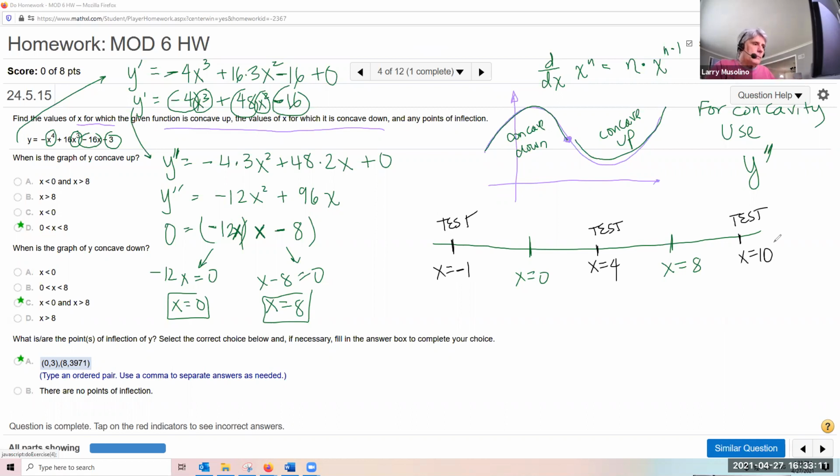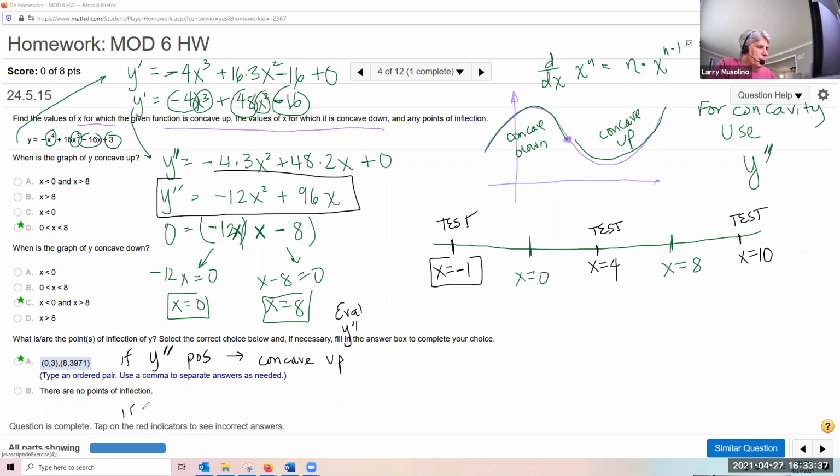Now we're going to evaluate the second derivative for each one of these test points. So let's do x equal -1. Here's the second derivative function. Again, all I care about is whether the second derivative is positive or negative. If the second derivative is positive, that tells me the graph is going to be concave up. If the second derivative is negative, that tells me the graph is concave down.